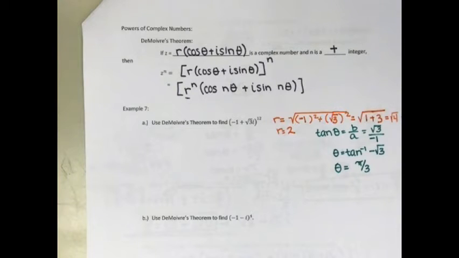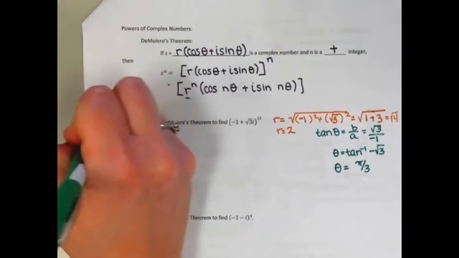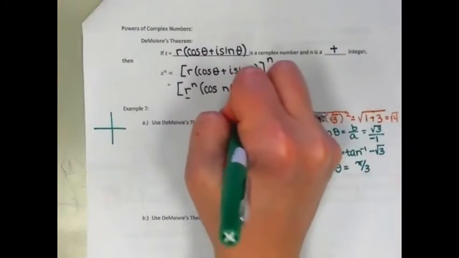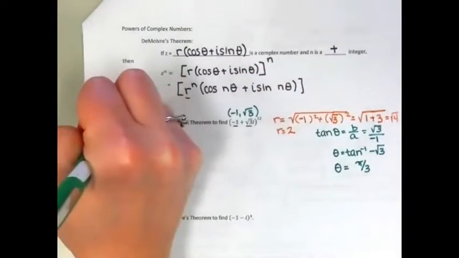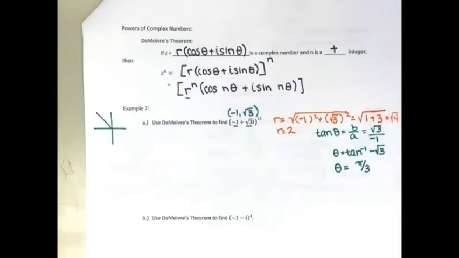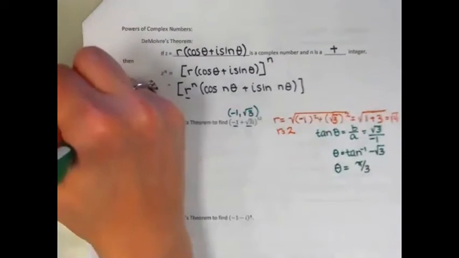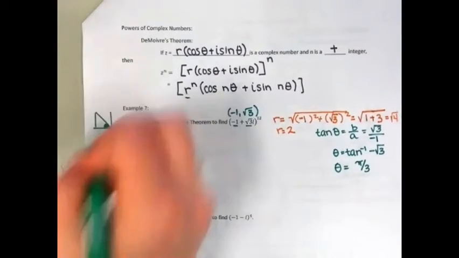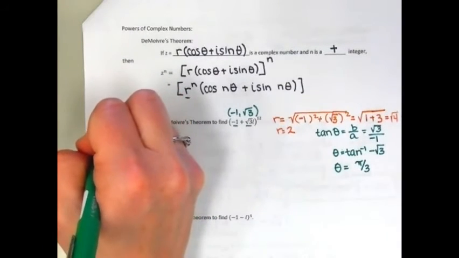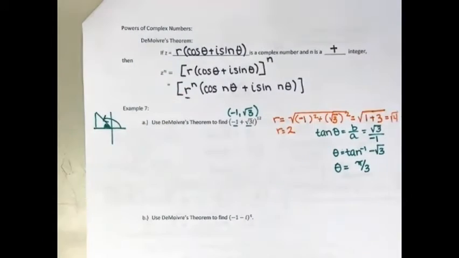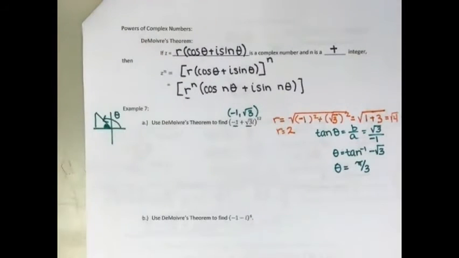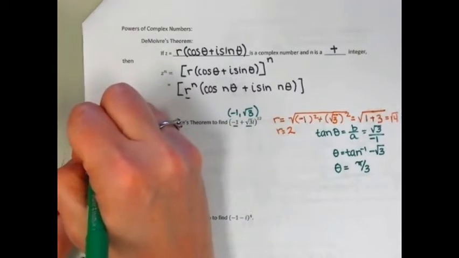So where is -1, radical 3 located in my coordinate plane? Quadrant 2, right? So we know, okay, so here's pi over 3, right? But our theta is from there to there, right? So how would I actually get what theta is? What would I have to do? This here is pi over 3.